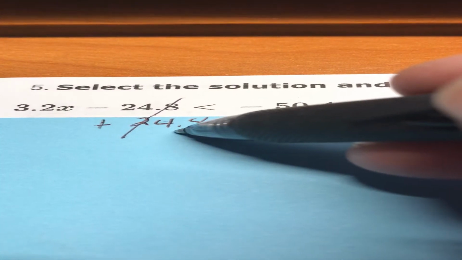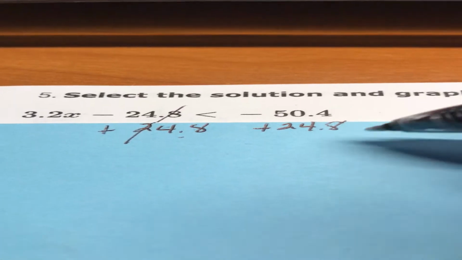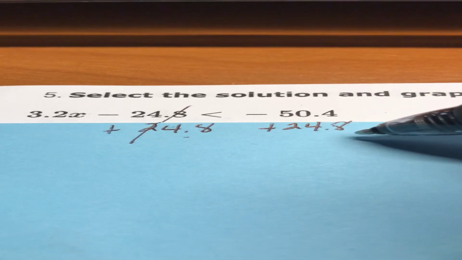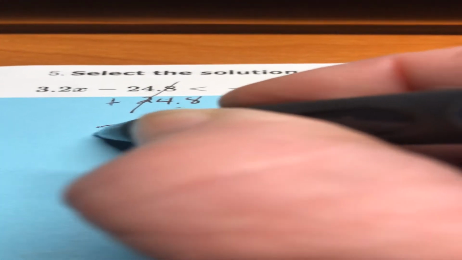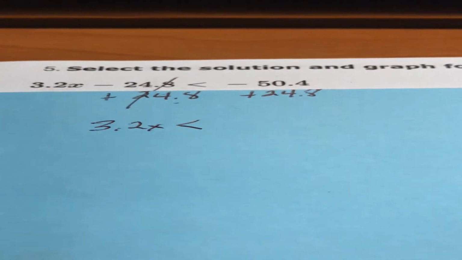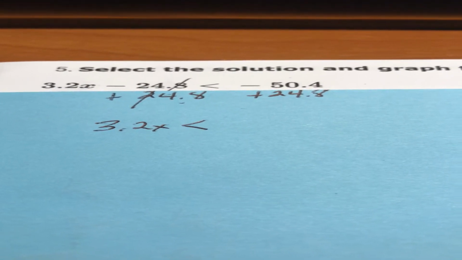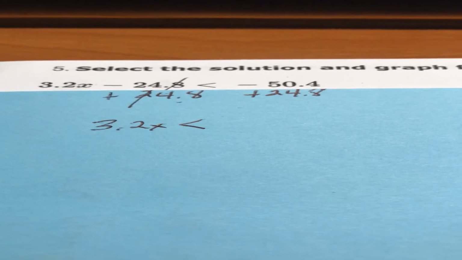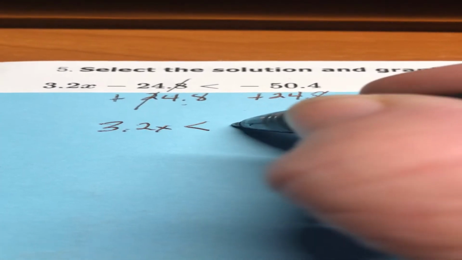Whatever I do on one side, and it doesn't matter if I have an inequality or an equal sign, the process is the same. I come over here and do the same exact thing. I'm going to add 24.8 to the negative 50.4. Sorry, my 8s are kind of crappy. I don't want to get into positive and negative, just use your calculator. So what's left is 3.2x is less than, and when I do the math, I'm still going to have a negative number: negative 50.4 plus 24.8 is negative 25.6.